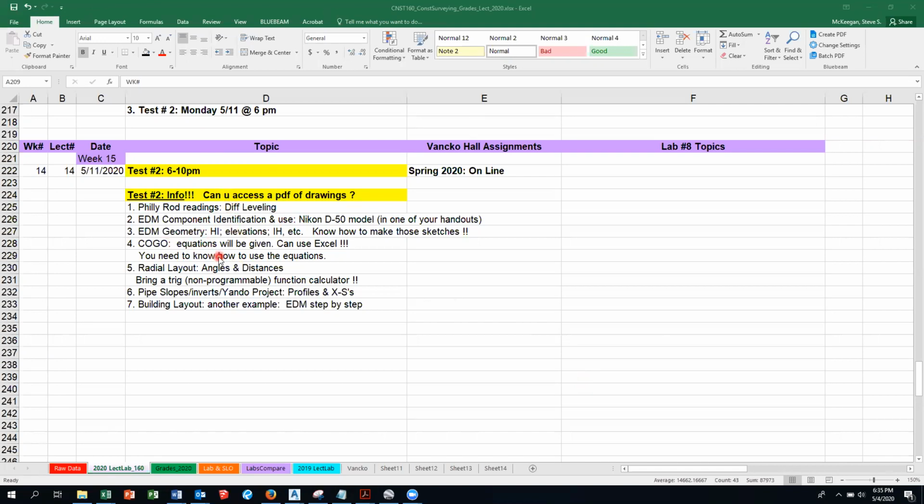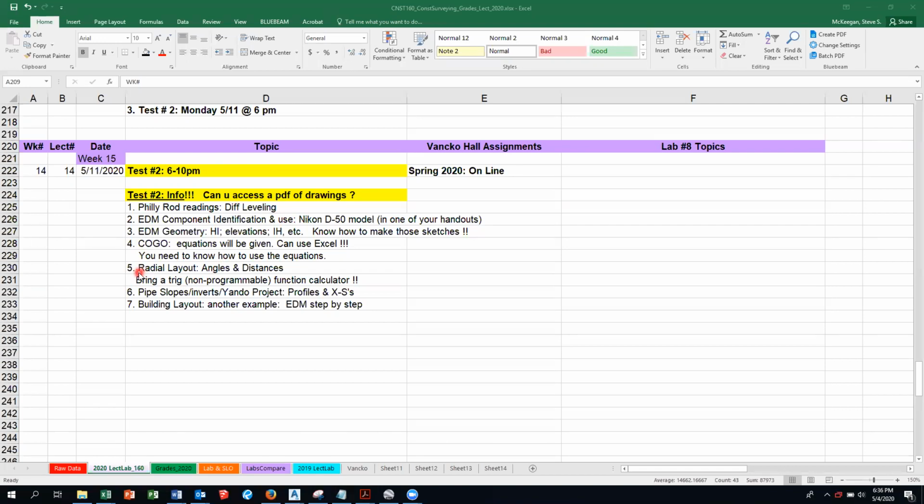Coordinate geometry. There's going to be quite a bit of coordinate geometry on the exam. Let's face it, it's all open book, right? You can use the Excel. The equations will be given to you. But hey, if you've got the Excel and you know how to use it, and you know that you have to treat N1E1 as the equipment, the EDM set up over the control point, so that's going to be on.